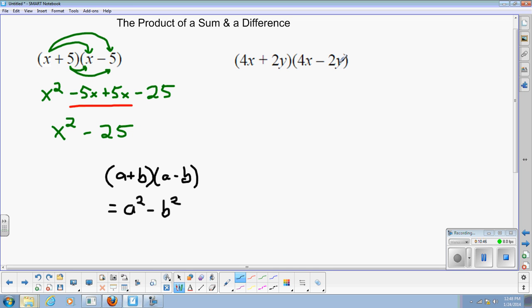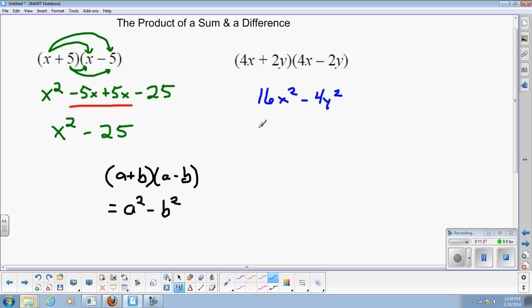So let's try to use that shortcut on this one over here that says (4x + 2y) times (4x - 2y). If I use that shortcut, 4x times 4x is 16x squared. Now I know the middle terms will cancel, so I don't need to do that multiplying, because this is the pattern of a product of a sum and a difference. It's a guarantee. And now square the last terms. I will have a minus, 2 times 2 is 4, so it's 4y squared. 16x squared minus 4y squared.